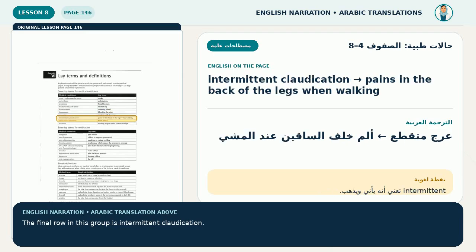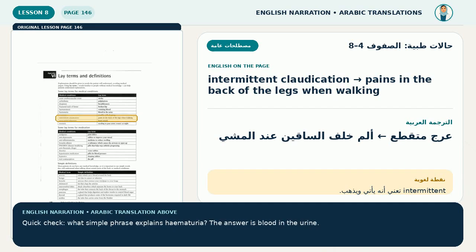The final row in this group is intermittent claudication. This means pain in the legs caused by reduced blood flow during walking. The lay explanation on the page is pains in the back of the legs when walking. Intermittent means that it comes and goes. Claudication is a technical word, so the patient-friendly description is especially useful.